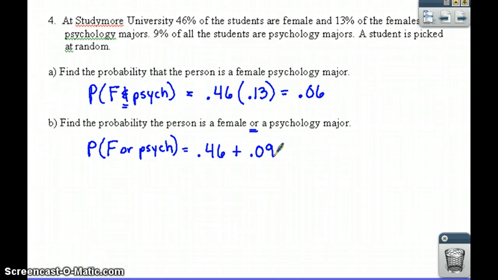But here's the problem. There are some students that fit both these categories. We counted them twice. We counted them because they're female, and we counted them because they're psych majors, so we want to subtract off that overlap. And the overlap is the 13% that are both females and psych majors. Put that together, and we get 49% of the population at Study More are either female or psych majors.